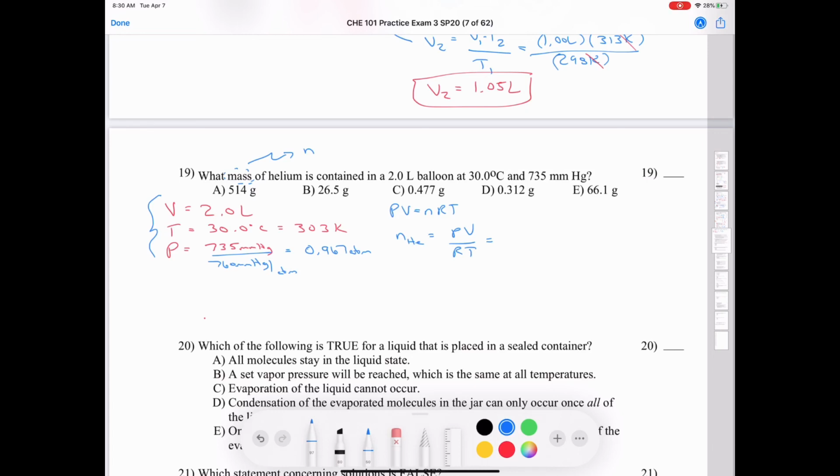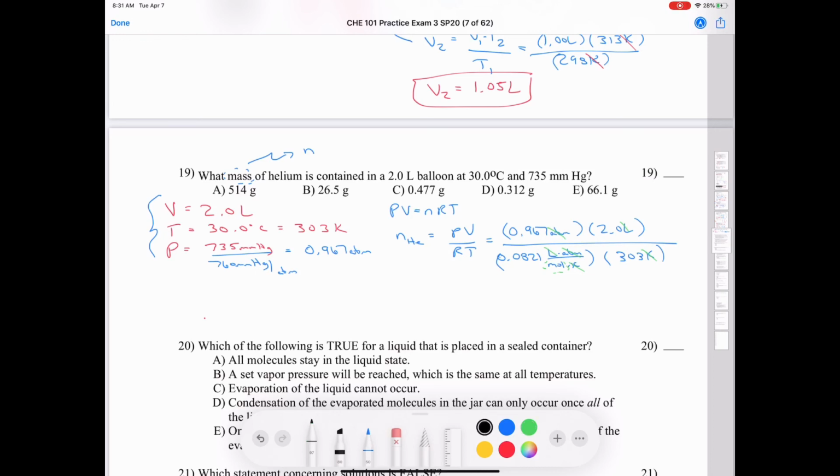So we get 0.967 atmospheres. My volume is 2.0 liters for my balloon. My gas constant is 0.0821 liters atmospheres per mole Kelvin. And my temperature is 303 Kelvin. You can see that the units cancel out. The units of pressure cancel, the units of volume cancel, and the units of temperature cancel, and we're left over with the number of moles.